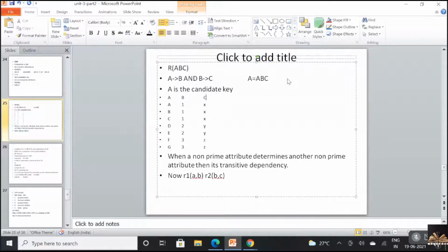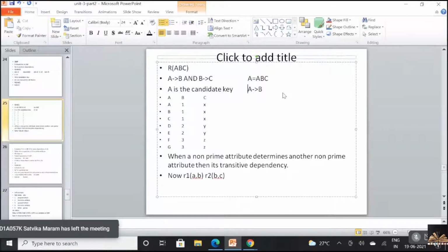Now, again, what is the problem? The first FD, A implies B. A is the candidate key and B is a non-prime key attribute. So this does not cause any problem. Now, whenever I'm working with the second functional dependency, look over here.